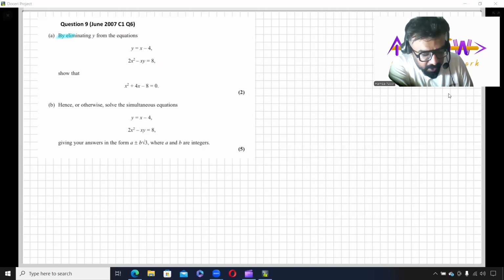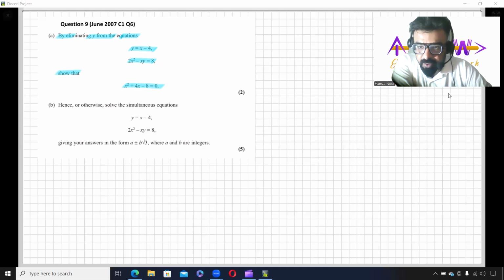Part A says that by eliminating y from the equations, one you have is a linear equation, which is y is equal to x minus 4, and the other equation is non-linear, which is 2x squared minus xy is equal to 8. You need to show that x squared plus 4x minus 8 is equal to 0. So you are going to eliminate the variable y and substitute it into the equation of the curve, so that you would be able to produce a quadratic equation in the form of ax squared plus bx plus c.